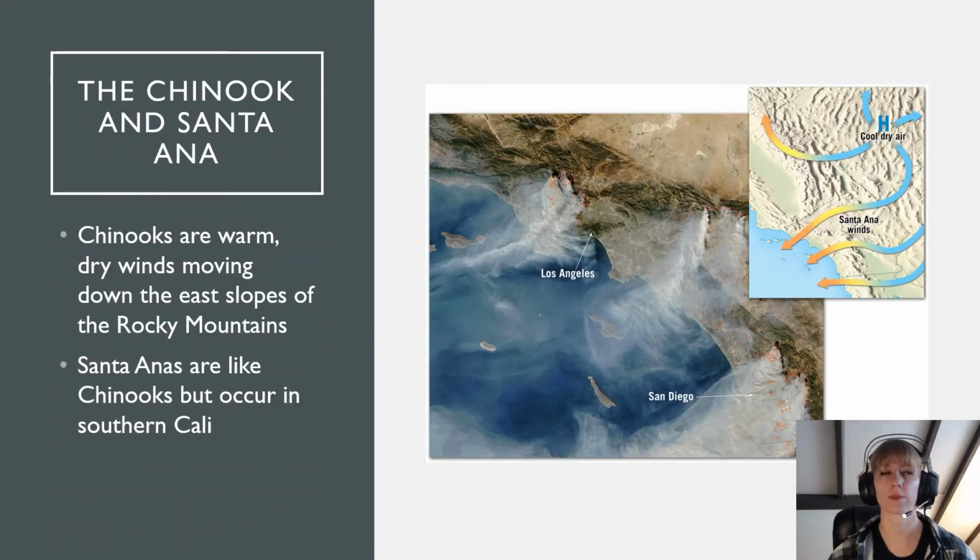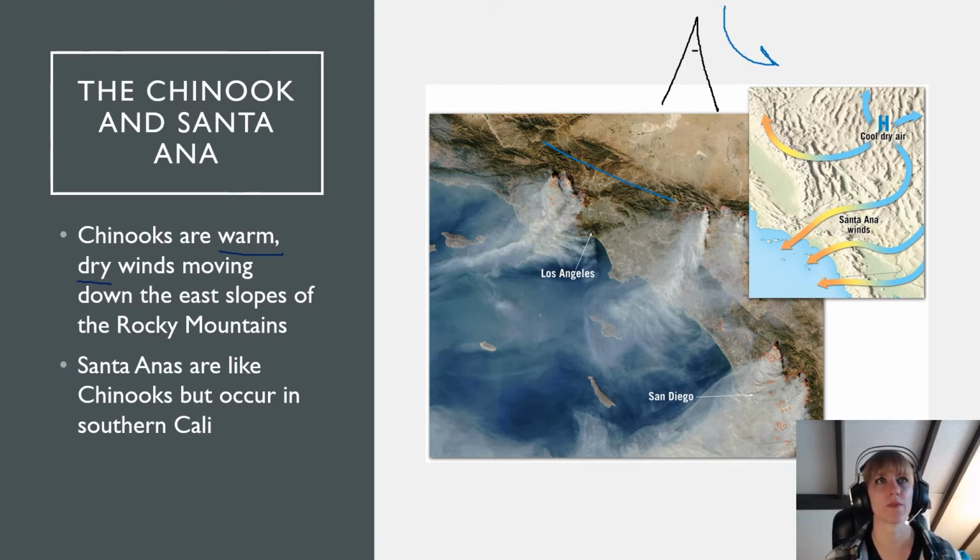Both are nice. And then we have the Chinook and Santa Ana. So Chinooks are warm, dry winds moving down the eastern slope of the Rocky Mountains. Okay, so they do this. We're going to pretend these are the Rockies. I know it's not, but we're going to pretend really hard. So how Chinooks work is we have our mountain range. Okay, here's the Rocky Mountains. So Chinooks, we have winds moving down warm and dry, the eastern slope of the Rocky Mountains. Okay, so remember, moist, warm air goes up, we have rain, and then on the other side, we have warm, dry air that comes down.